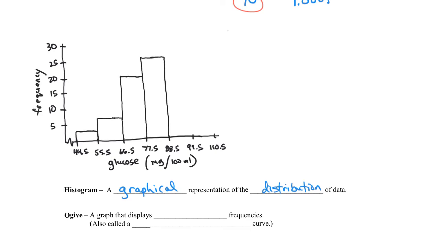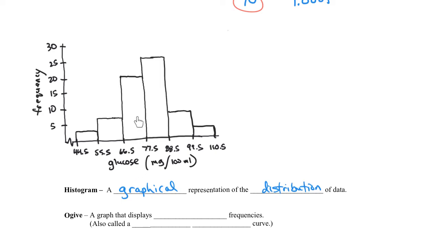And then we've got 9 in the next one. And then finally 3 in the last one. So the histogram shows a distribution of data, right? It shows that there's a lot of them in between here, between 66.5 and 88.5 in our glucose reading.